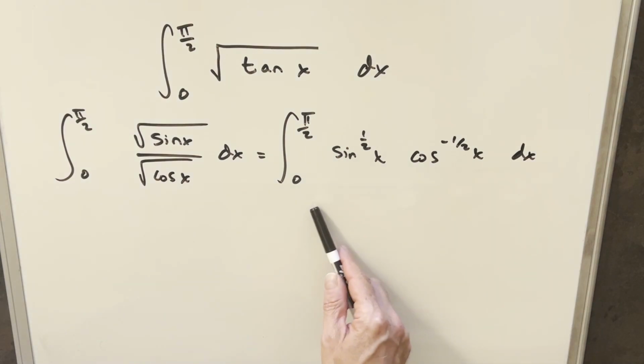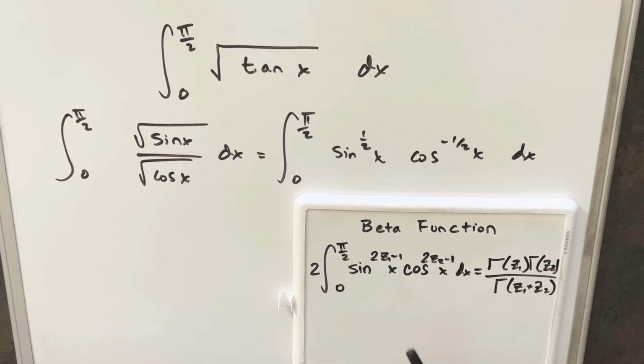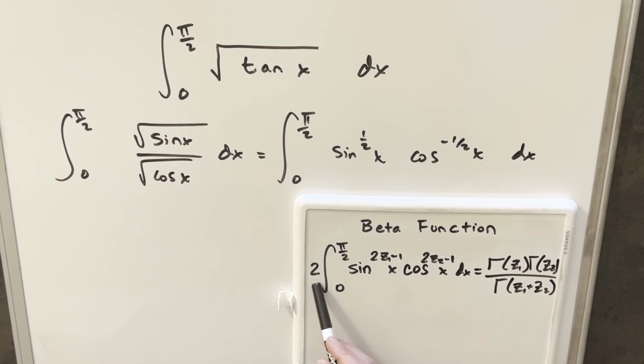But now that we have our integral in this form, we can notice the similarity of this to the beta function. So we have our formula here for the beta function, and we notice that we've got our sine and cosine function, and we have the right bounds. We have this 2 out front that we can deal with later. So we just need to figure out what this z1 and z2 value is, and then we can get into our solution in terms of the gamma function.